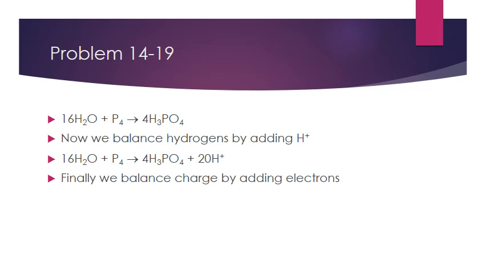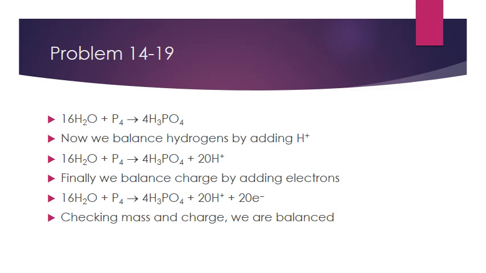Finally, we balance the charge by adding electrons. We are neutral on the left-hand side, and we have a +20 charge on the right. That means we have to add 20 electrons to the left side. Check our mass and our charge. 32 hydrogens on the left, 12 plus 20, 32 on the right. 16 oxygens on the left, 16 oxygens on the right from 4 PO4s. 4 phosphorus on the left, 4 on the right. We're done. Neutral on the left, plus 20 and minus 20 are charges, neutral on the right. We are balanced.